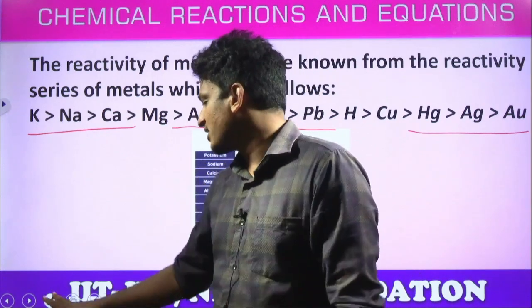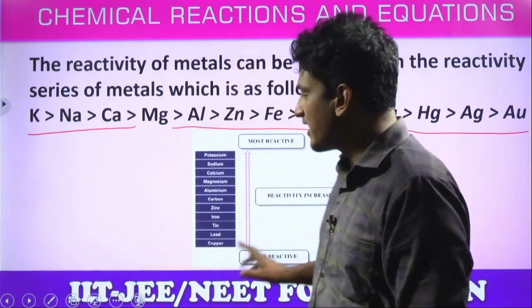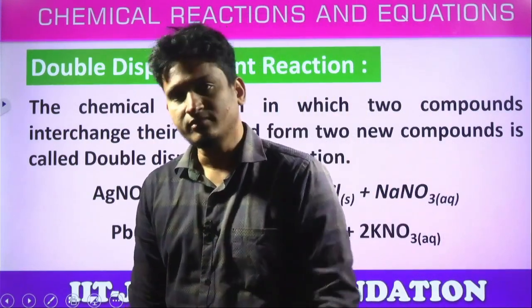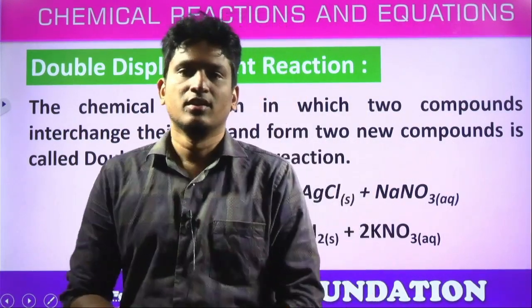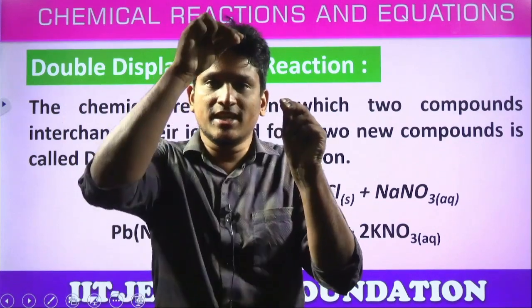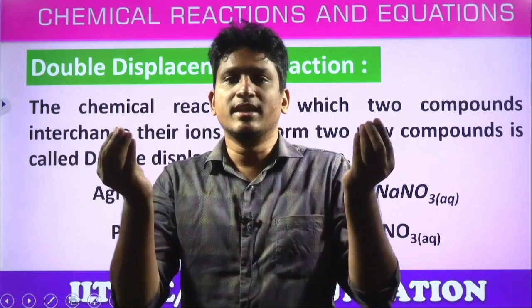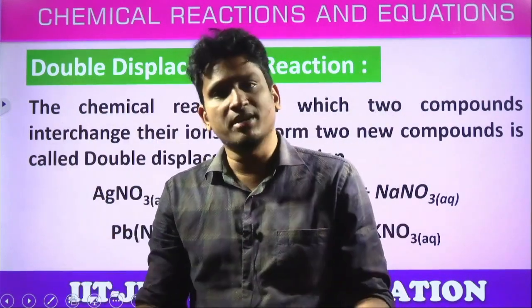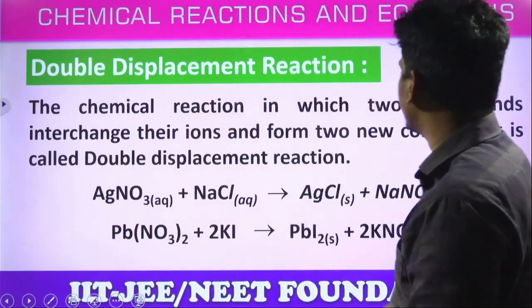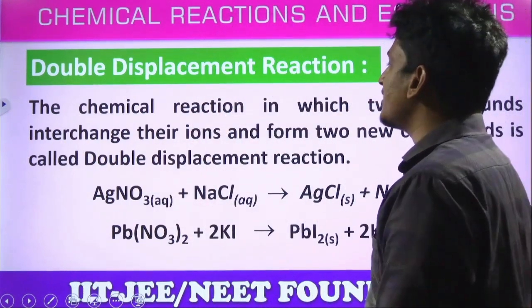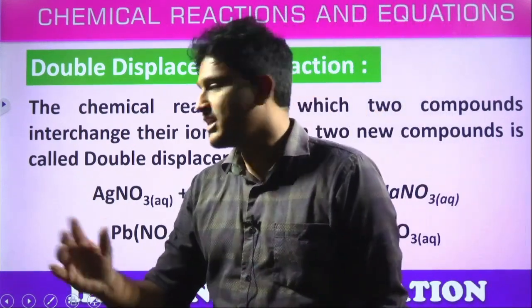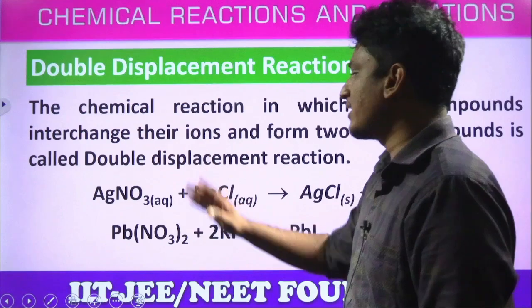These type of reactions are called as, students, displacement reactions. So next, double displacement reactions. You already know what is displacement, right? A highly reactive metal displaces less reactive metal. That is displacement. What is double displacement? If the displacement happens from both sides, then that is double displacement. The chemical reactions in which two compounds interchange their ions and form two new compounds is called as double displacement reactions.